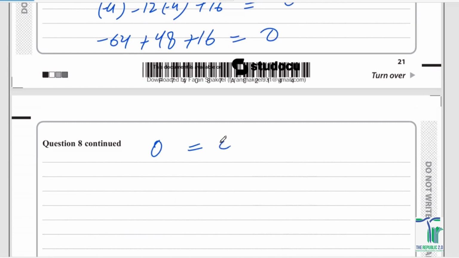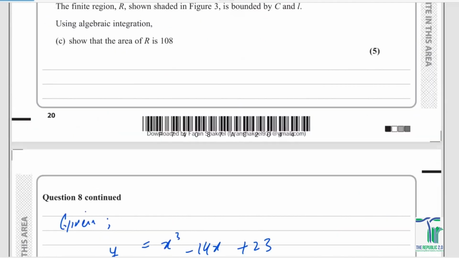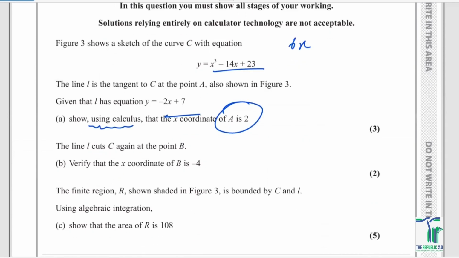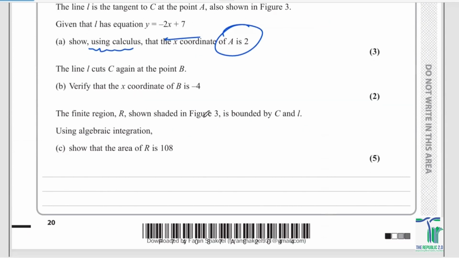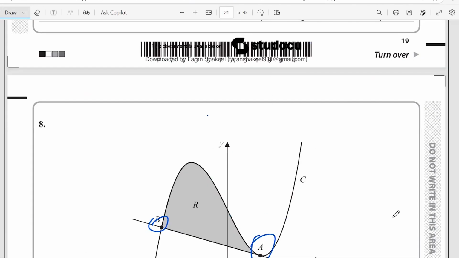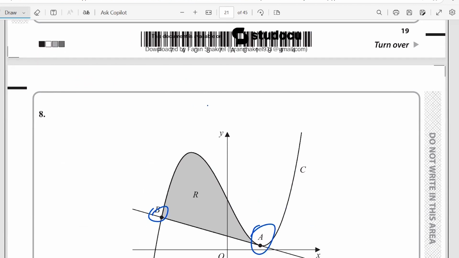So what does that mean? That 0 becomes equal to 0. At the end of the day, we just need to find the finite region bounded by C and l. Use algebraic integration to show that the area of R is 108. So you can see that the curve is lying above the line.